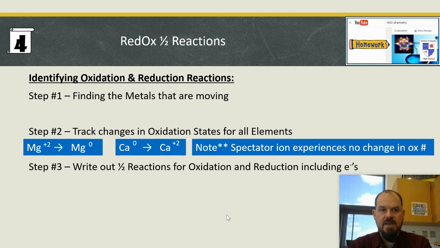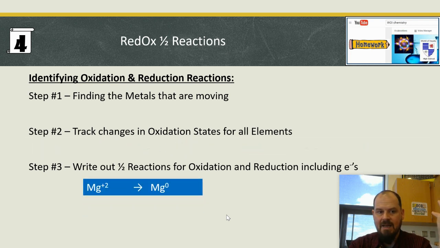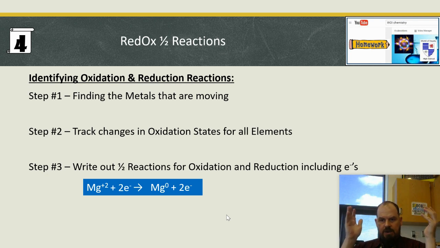Spectator ion, in this case, is Br. He's a -1 on both sides. He's not gaining or losing electrons. He's just along for the ride. He is spectating. So now I've got to figure out, where am I going to put these 2 electrons? So first of all, it's going from a +2 to a 0. It should go without question that it's 2 electrons involved. It can't be 1. It's got to be 2 to go from a +2 to a 0.